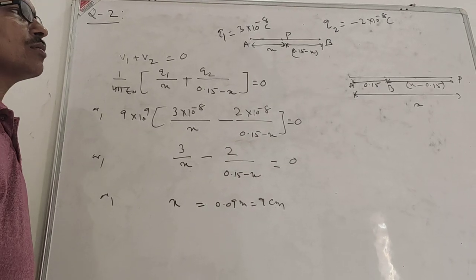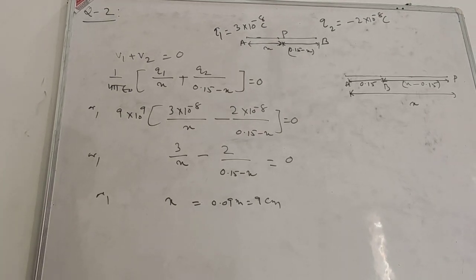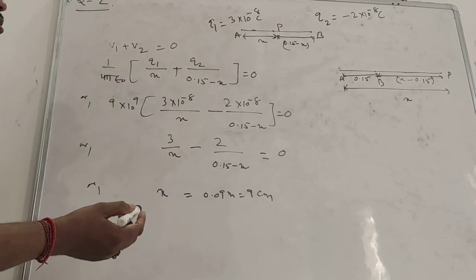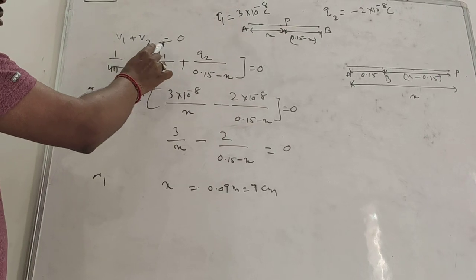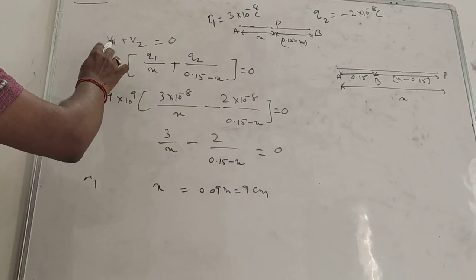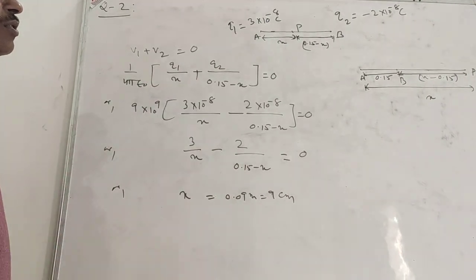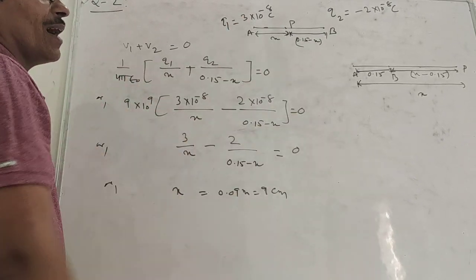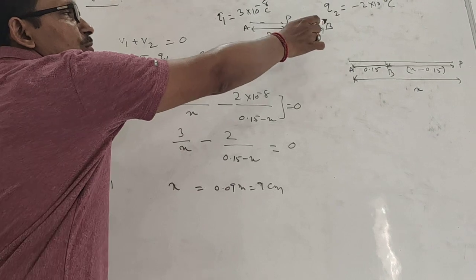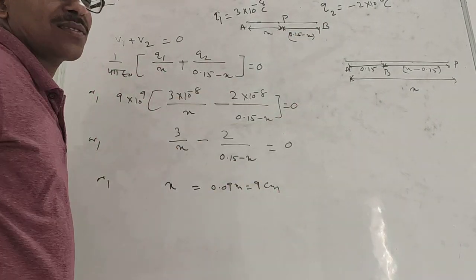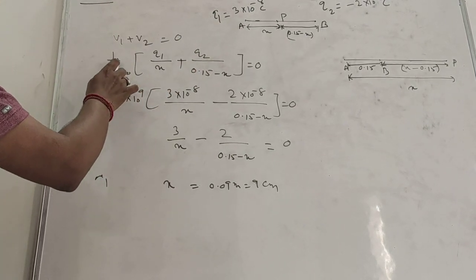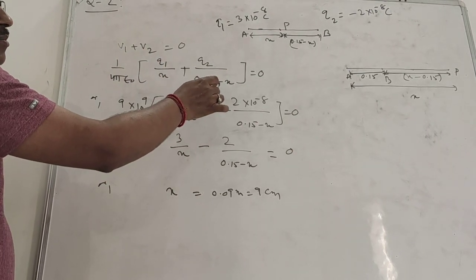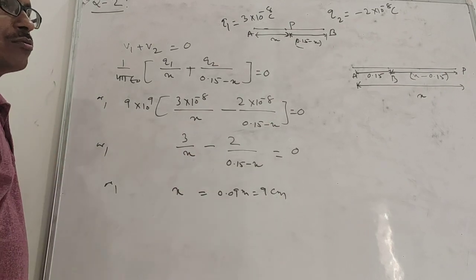That means, the electric potential obeys the principle of superposition. So to find the point at which the net electric potential is 0, I can write V1 plus V2 equal to 0. V1 is the potential due to Q1, V2 is the potential due to Q2. Now let the point P be at a distance x from the charge Q1. So the distance of point P from the charge Q2 is 0.15 minus x. Then the potential due to charge Q1 is 1 by 4 pi epsilon naught Q1 by x. Due to charge Q2 is 1 by 4 pi epsilon naught Q2 by 0.15 minus x. And that sum will be equal to 0 as per the question.